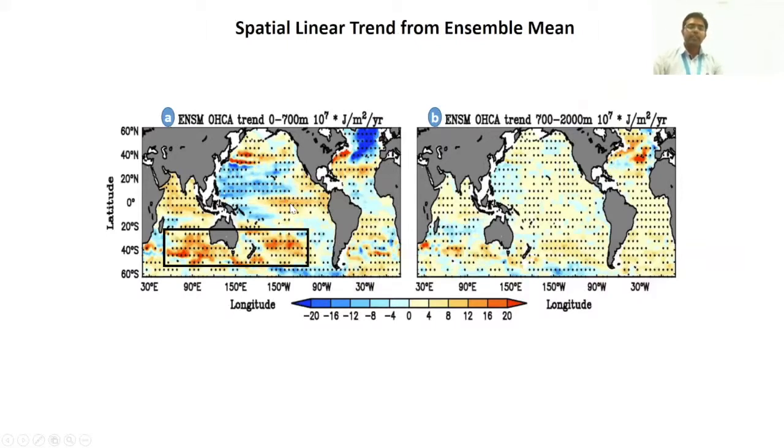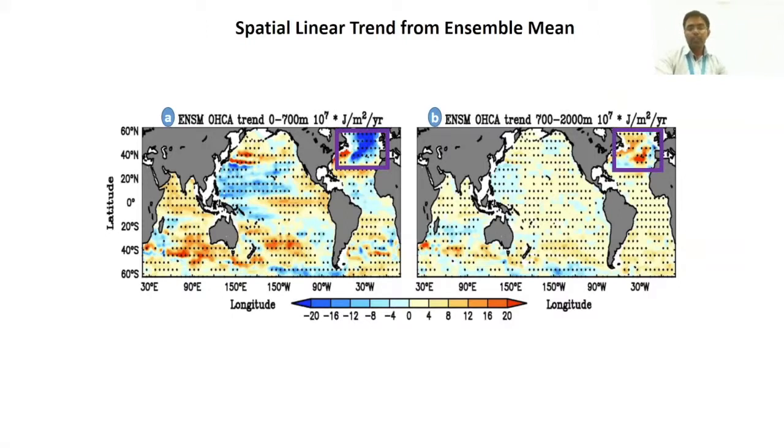In the upper 700 meters, we can see that there is a wide contrast between the southern hemisphere and the northern hemisphere, in which the equatorial and upper tropical Pacific and the North Atlantic are showing a very robust cooling, whereas in the southern hemisphere around 40 degrees south, the Indo-Pacific basin is showing a very strong warming. So this is what leads to the hemispheric asymmetry of the global ocean heat content.